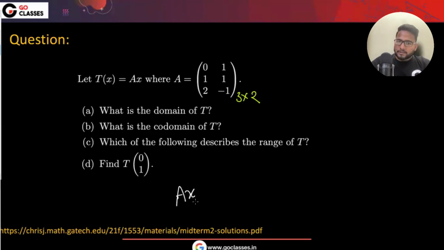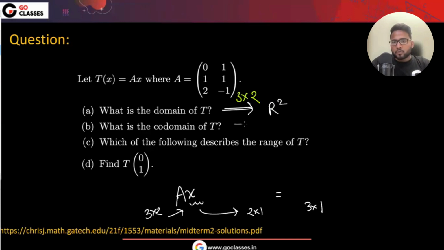So Ax, this is the domain, right? If this is 3 cross 2, then the vector will be 2 cross 1, and the final will be 3 cross 1, right? So you will say the domain is R2, codomain is R3, because finally it will give the vector in R3.